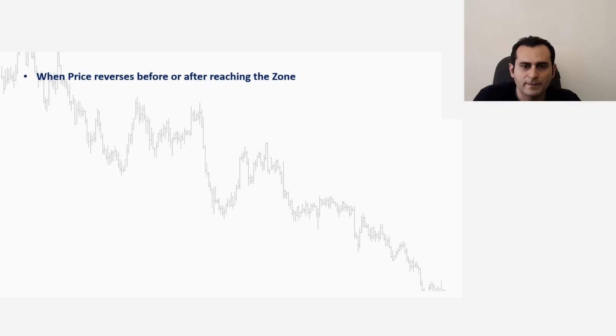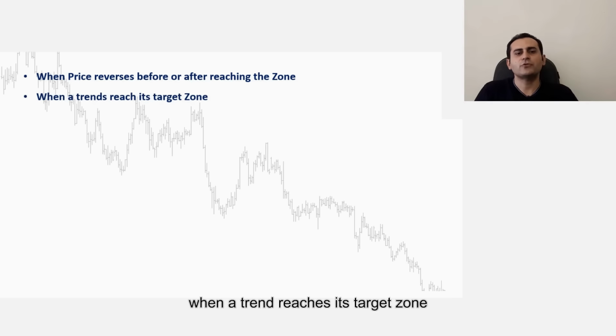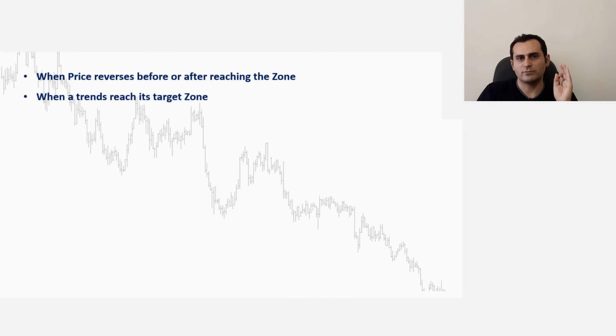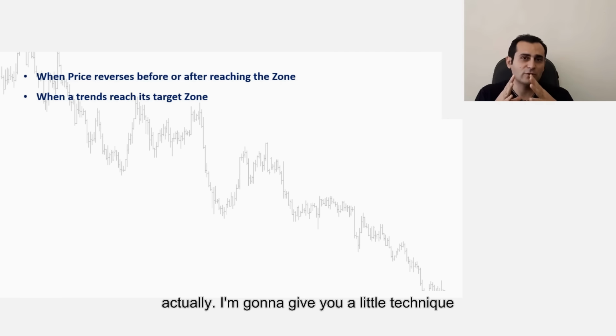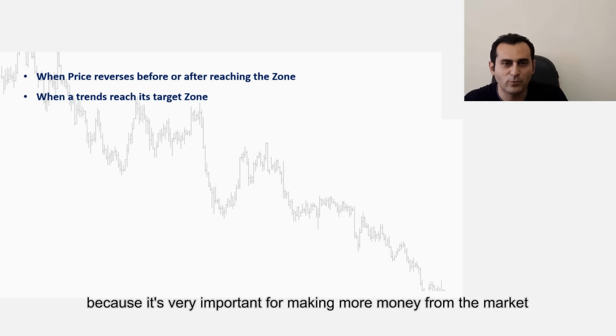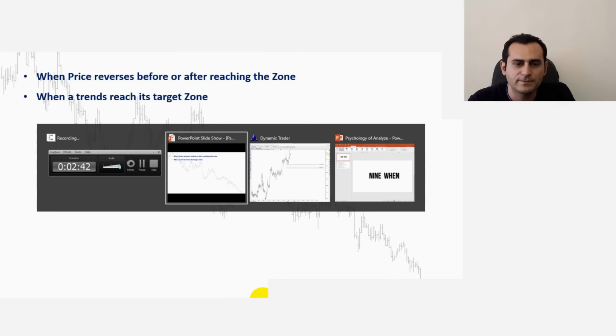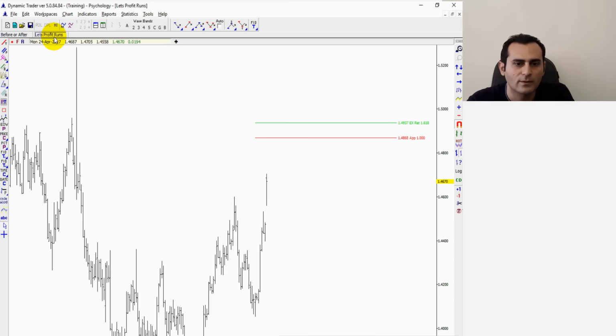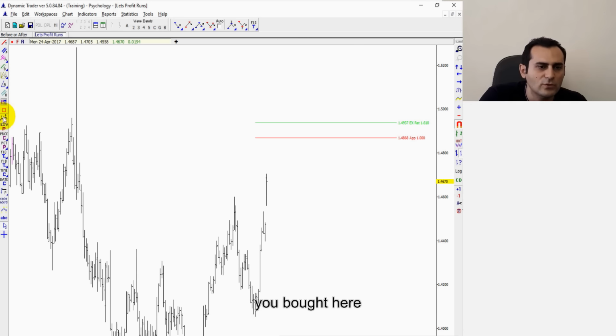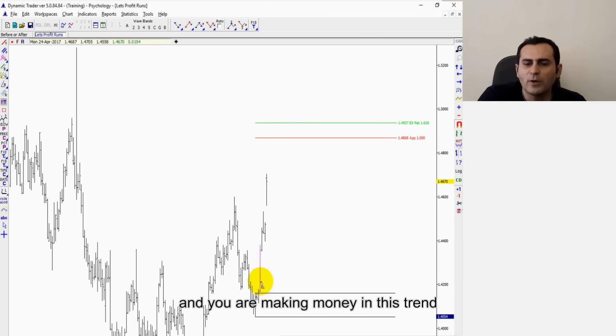Second, when a trend reaches its target zone. Actually, it's a little technique. I want to give you a little technique, because it's very important for making more money from the market. Let's go to the chart again. Here, for example, you bought on this candle, and your stop loss is here, and you are making money in this trend.